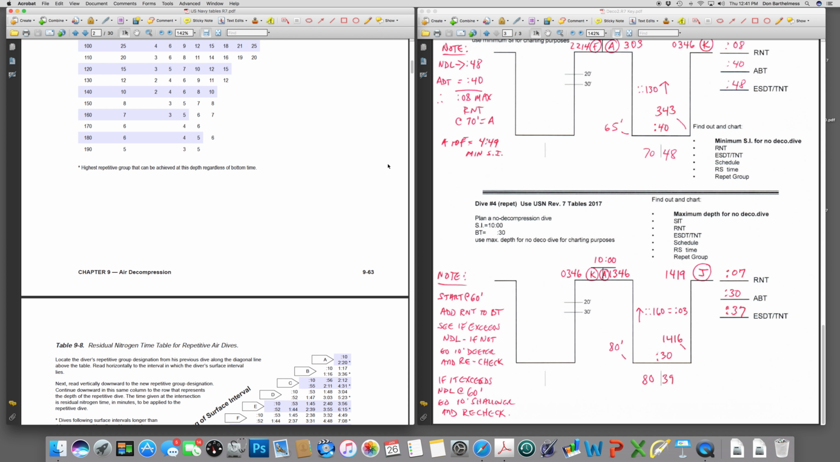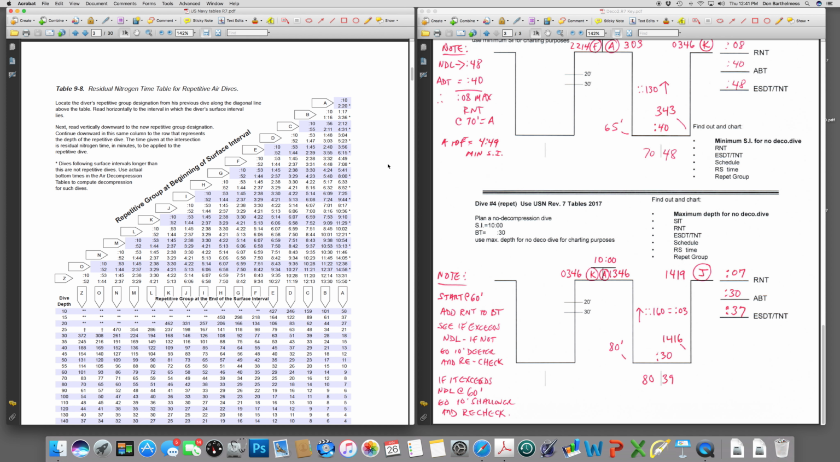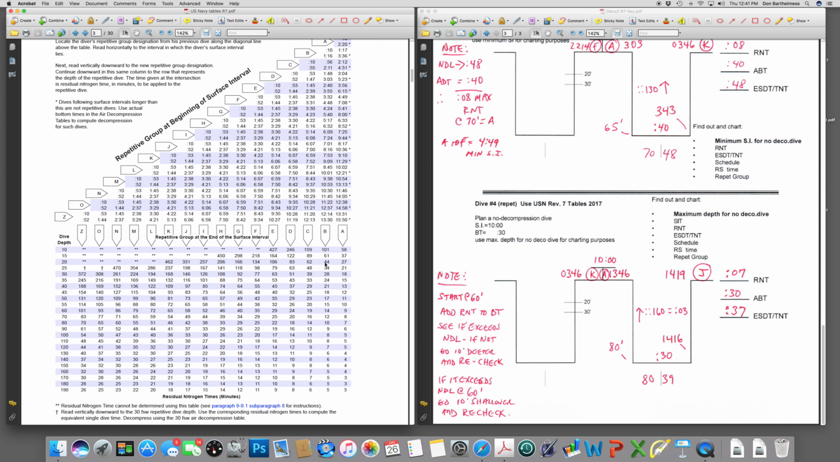An A diver is going down to 60 feet. So we scroll back to our RNT timetable. An A diver going down to 60 feet will have 9 minutes of residual nitrogen time. We just defined the limit of a 60-foot dive as 63 minutes. 9 minutes plus 30 minutes is 39 minutes. Can we make that dive? Yes, we can, because it's less than 63 minutes total nitrogen time. So we go deeper.